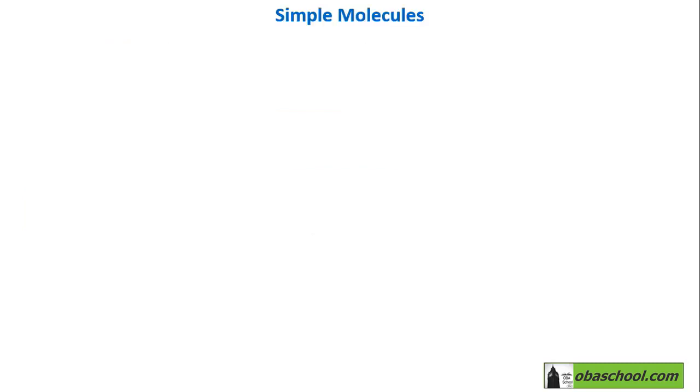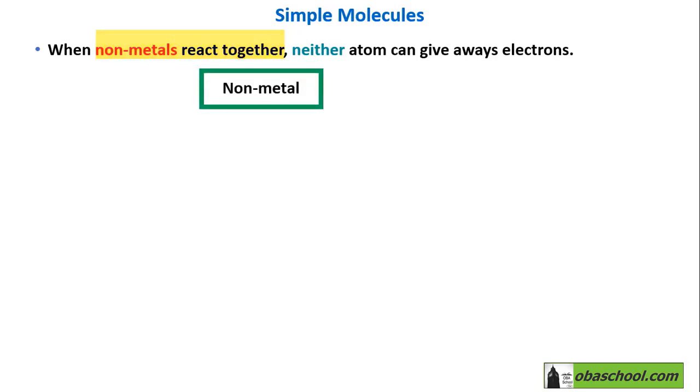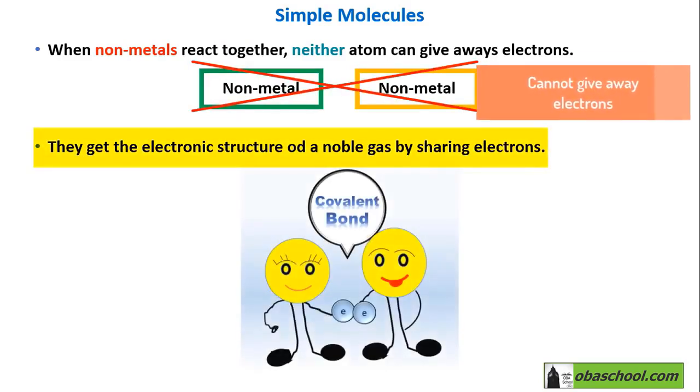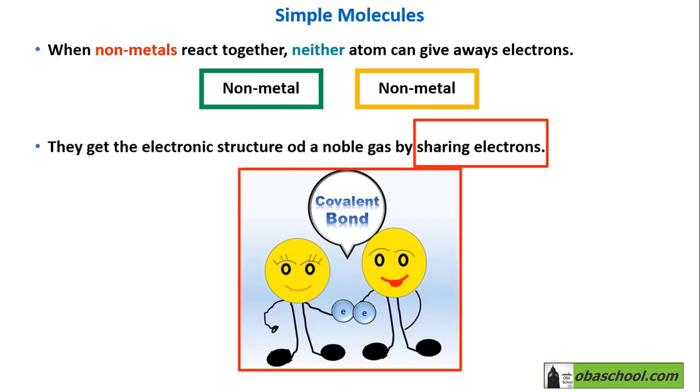Now, let's discuss simple molecules. The atoms of nonmetals generally tend to gain electrons to achieve stable electron structures. So when nonmetals react together, neither atom can give away electrons, so they get the electronic structure of a noble gas. How? By sharing electrons. So nonmetals, when they react together, achieve stability by sharing electrons.